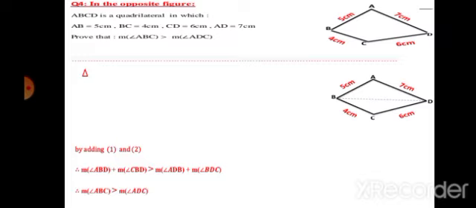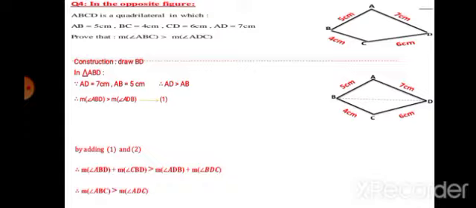Question number 4, in the opposite figure, ABCD is quadrilateral. Okay, AB 5, BC equal 4, DC equal 6, and AD equal 7. Prove that measure of angle ABC greater than measure of angle ADC. Okay, construction here will draw BD, line segment BD. So in triangle ABD, AD equals 7 and AB equals 5 centimeters. So AD is greater than AB. So measure of angle ABD is greater than measure of angle ADB.